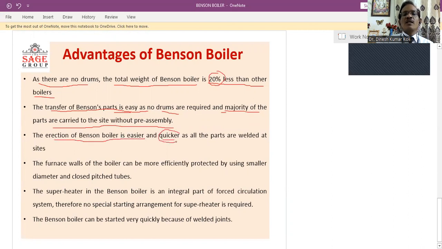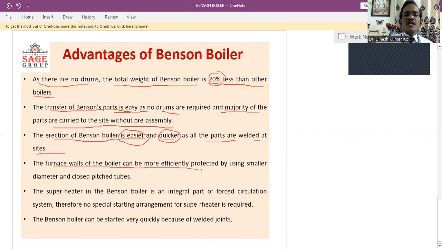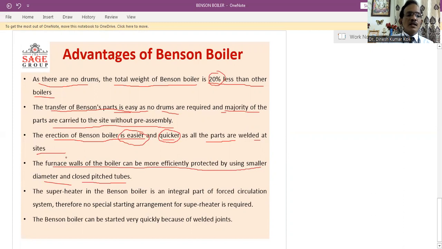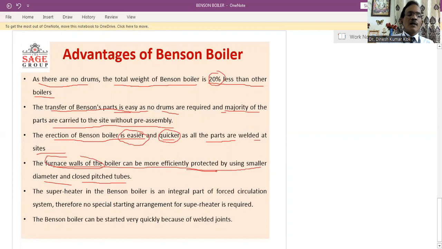When we have to inspect the boiler or test the different components for overhauling purposes, it is easier because all the parts are welded at the sides. Also, when we assemble the different parts, it becomes easier. The furnace walls of the boiler can be more efficiently protected by using smaller diameter and closed pitch tubes. We can use the smaller diameter tubes because the tubes are passing through the different sections and having the larger area.